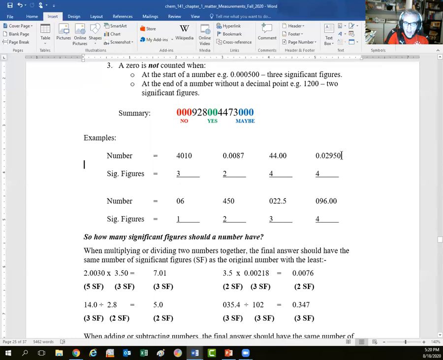So 2950, 4 significant figures. And finally 6, the zeros at the beginning are never counted, so just one significant figure. 450, there's no sign of a decimal point, so just a 4 and a 5, 2 significant figures. We don't include zeros at the beginning, so just 3 significant figures. We don't include the 0 at the beginning, but we do include the zeros at the end because of that decimal place. So 4 significant figures.